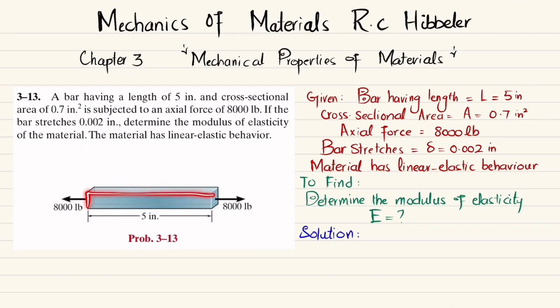So you can see this is the bar having 5 inch length, and there is an axial load of 8,000 pound. Due to this load, it stretches, meaning the change in length will be 0.002. So you have to determine the modulus of elasticity. First, we will write the given data. Bar length is 5 inch, cross-sectional area is 0.7, axial force is 8,000 pound, and the change in length or bar stretch is 0.002 inch. The material behaves elastically. Clear? And we have to determine the modulus of elasticity. So let's start with the solution.